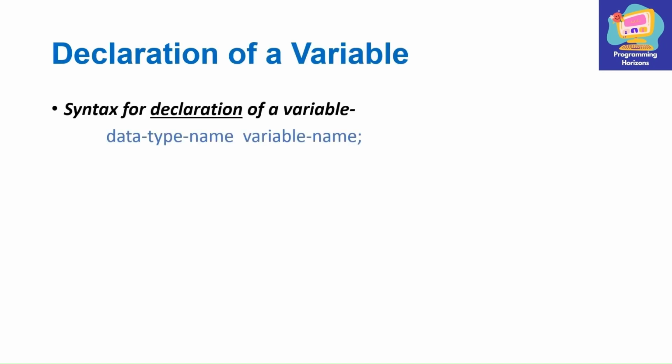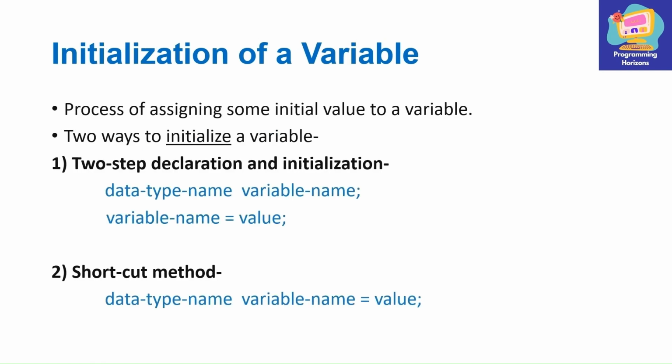Declaration of a variable. In C++, before using any variable, we must declare it. And there is a proper syntax for declaring a variable, which goes like this. First we mention the data type name, followed by the variable name, and we terminate this line with a semicolon.